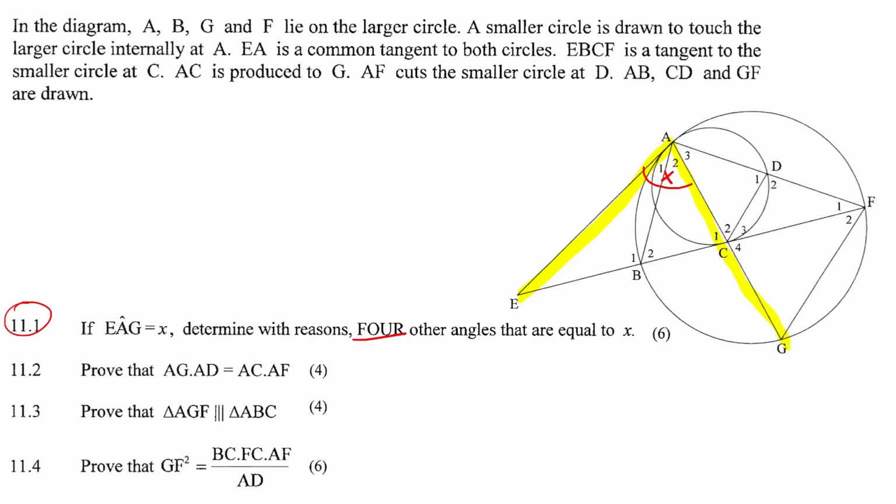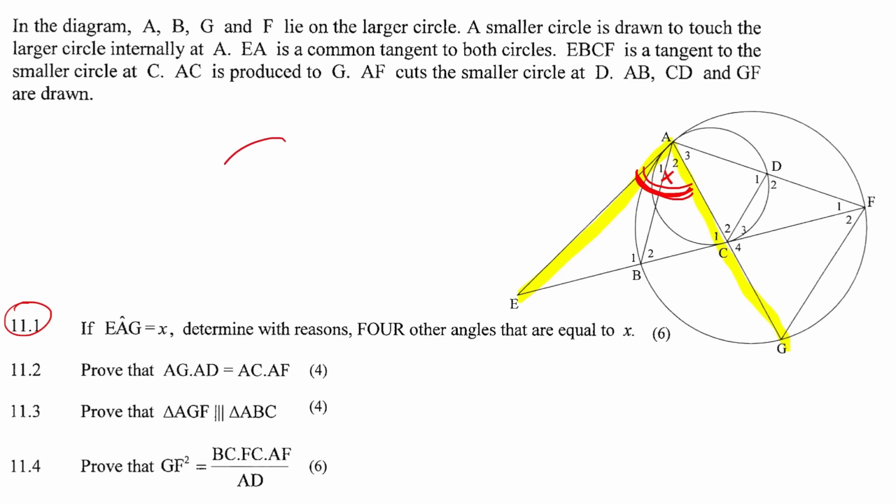Determine with reasons 4 other angles. Okay, immediately I see 2 because of the tan chord theorem. If you look at here, we've got a tangent, right? Now let's look at the big circle. Here we've got a chord. Now where is the angle between the chord and the tangent? There it is, it's X.